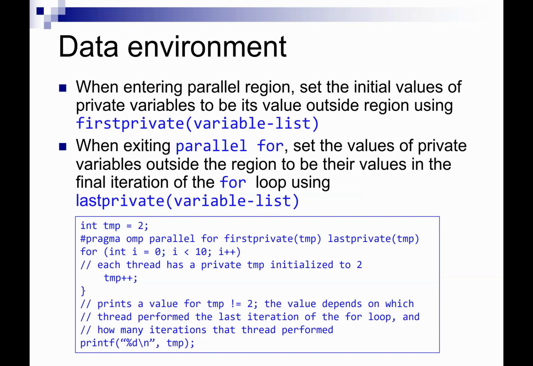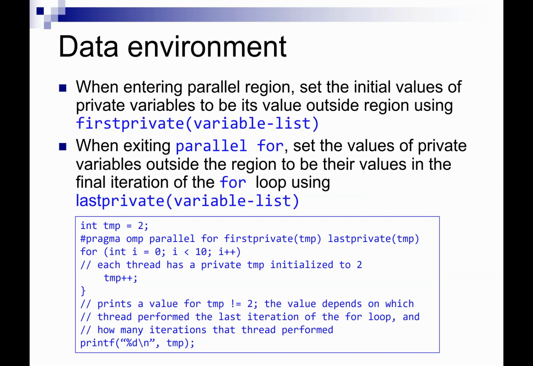Okay, and then also when you exit the parallel region, you might want to take a variable which is private in the parallel region, and then you want that value to be adopted by the shared version of the variable outside the parallel region. Okay, and you can do that using lastprivate.